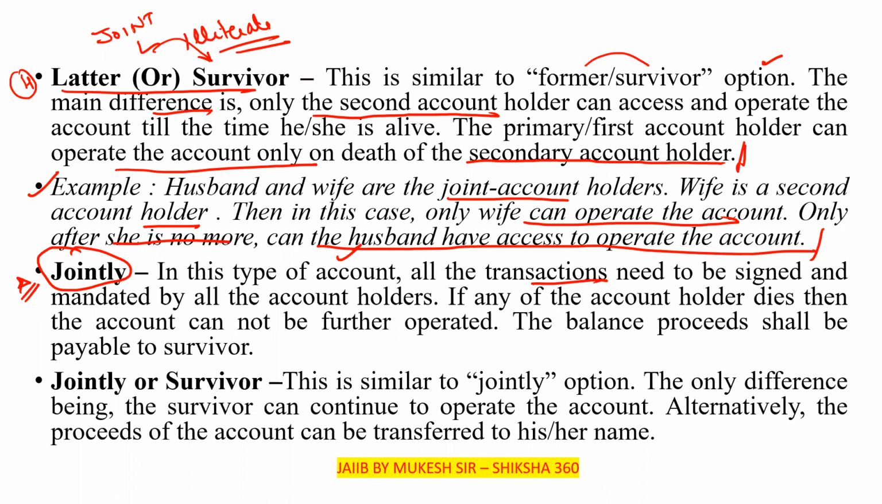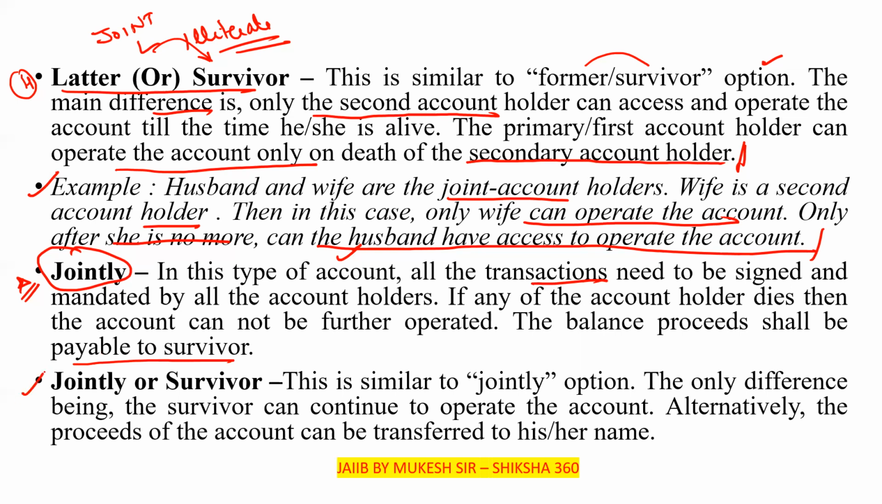Please remember that. In the case of jointly operation, if any one of the persons expires, then the account cannot be operated further. So the balance proceeds shall be payable to the survivor. Please remember that the balance is paid to the survivor.